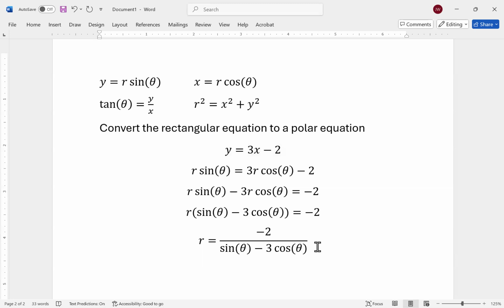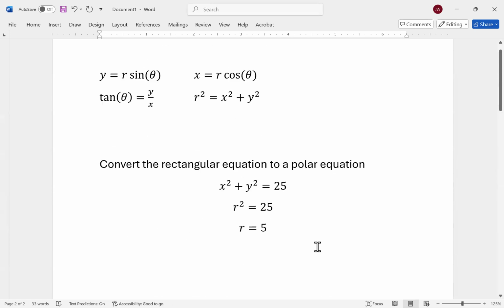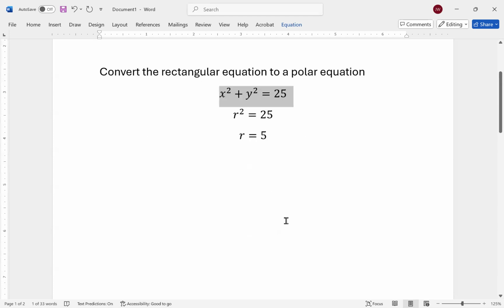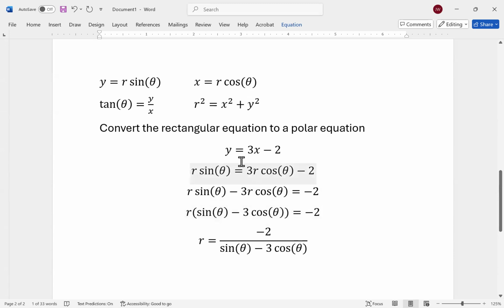So that's basically it. Now I want to point out something. In our previous case, r equals 5 is a very simple equation in polar form, a lot simpler than x squared plus y squared equals 25. In this case, I would suggest that y equals 3x minus 2 is simpler than y equals negative 2 over sine theta minus 3 cosine theta. Imagine trying to take derivatives in each of these cases. The case where we have -2 over the quantity sine theta minus 3 cosine theta, taking a derivative of that would be pretty tough. Taking a derivative of y equals 3x minus 2 is not so tough.